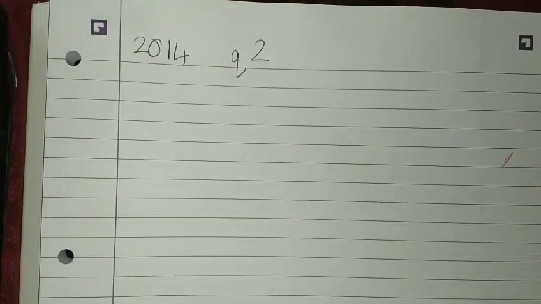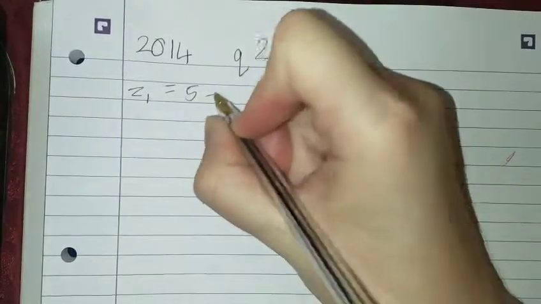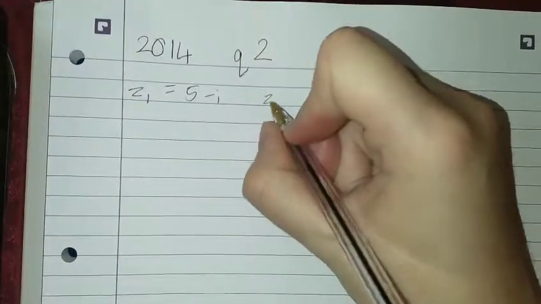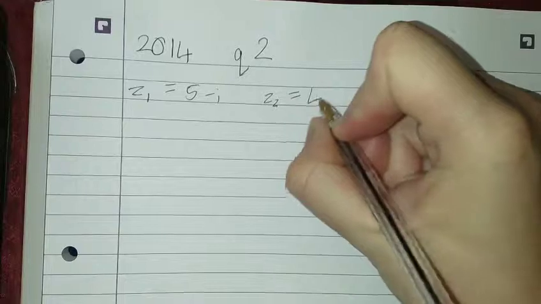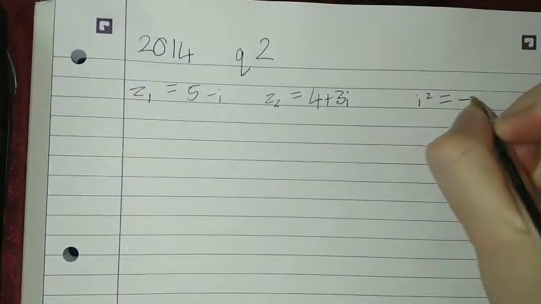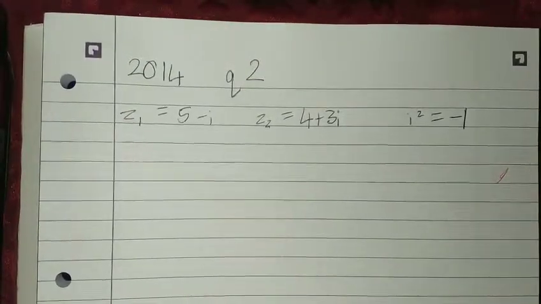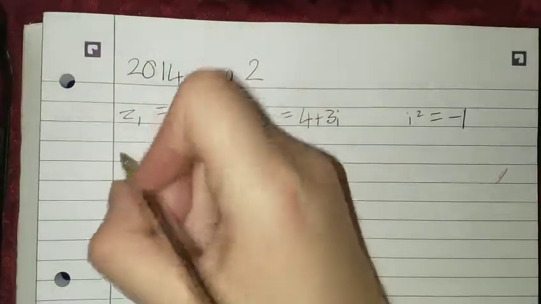So here we have the 2014, this is question 2, Leaving Cert Ordinary Level, and there's a question on complex numbers. So we're told z1 is equal to 5 minus i, and z2 is 4 plus 3i, and i squared is minus 1. First we're asked to find z1 minus z2.